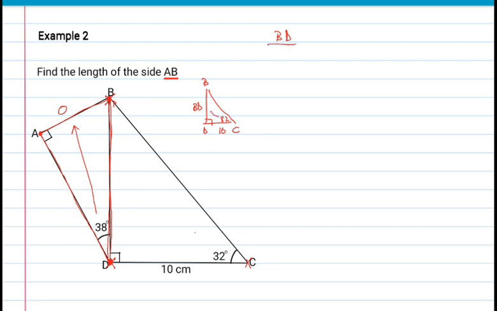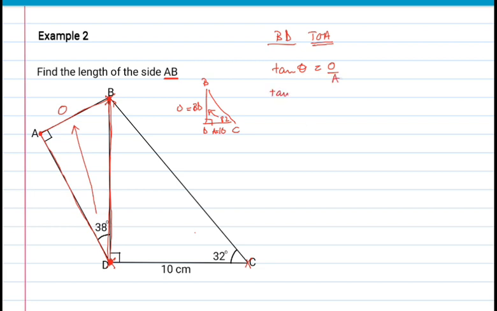For BD, we can check that it is opposite an angle, so it is the opposite. Then the other value is the adjacent. So we have A and O. If we have A and O, it's TOA. We'll use this formula for TOA. Then that will be tan theta is equal to opposite over adjacent.